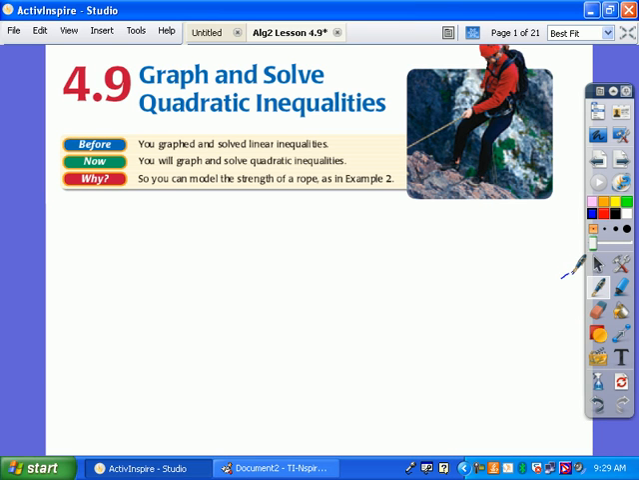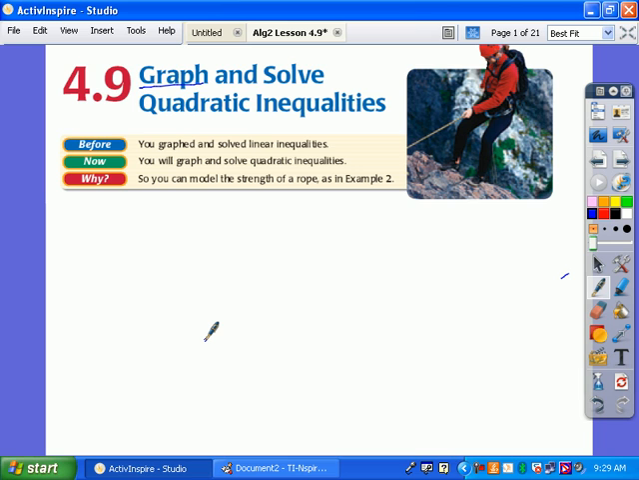We are in section 4.9, graphing and solving quadratic inequalities. So when we talk about quadratic inequalities, first of all, we need to think about the idea that we're going to be graphing these things. Okay, so how do we graph quadratic equations?